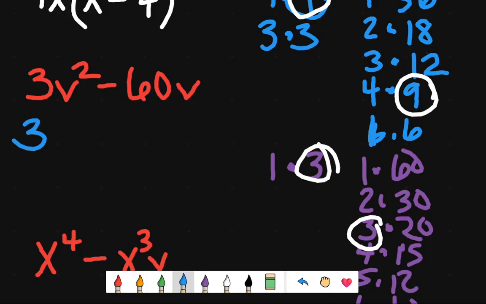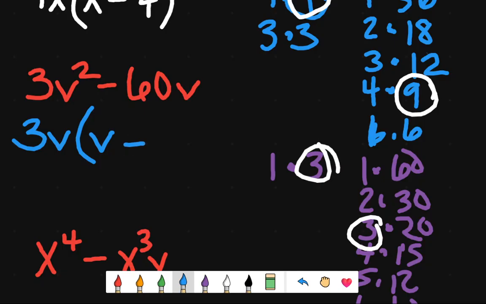exponents and look at the variables. They both have v's, and one is v to the second and one is v to the first. So we definitely know we can put v to the first here. Put a parentheses. What do we multiply 3 by to get 60? Well, this is going to be a negative. Well, first let's do, what do we multiply 3v by to get 3v squared? Of course, we're going to do v to the first power.